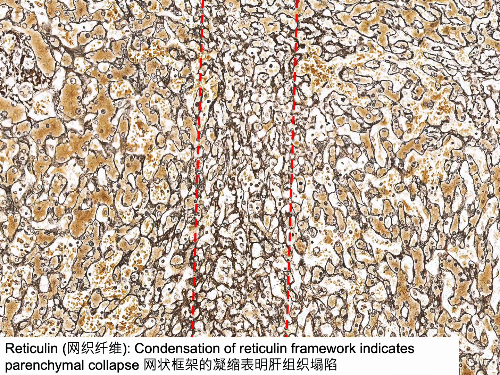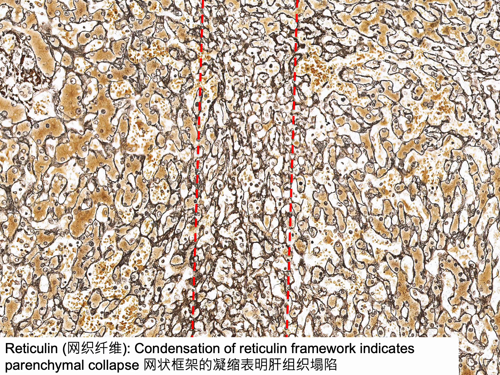The reticulin stain is particularly useful in identifying areas of parenchymal collapse, as it highlights the condensation of the reticulin framework in these regions. This characteristic may not be easily observed in H and E sections, making the reticulin stain a valuable tool for detecting subtle parenchymal collapse that might otherwise be missed.